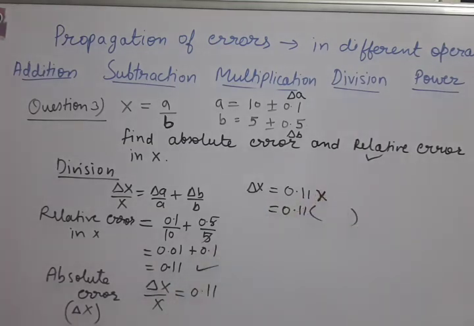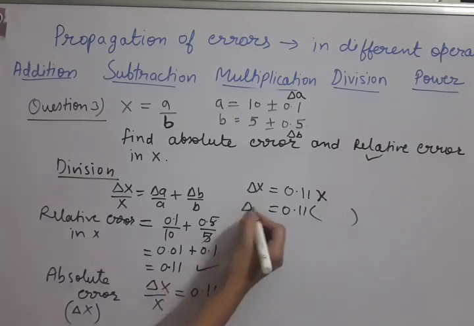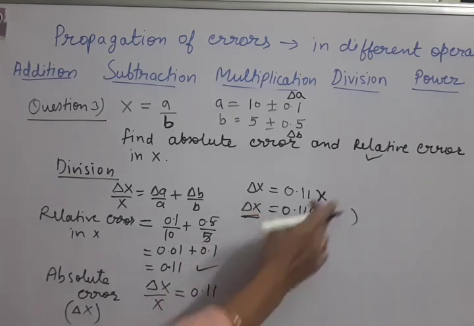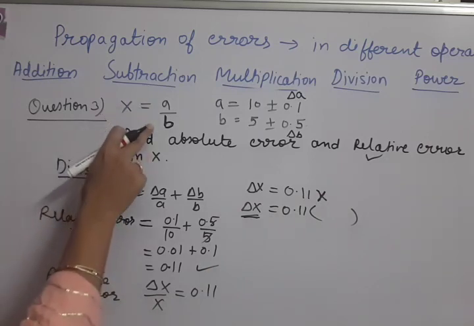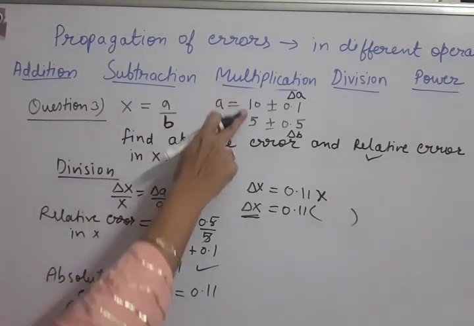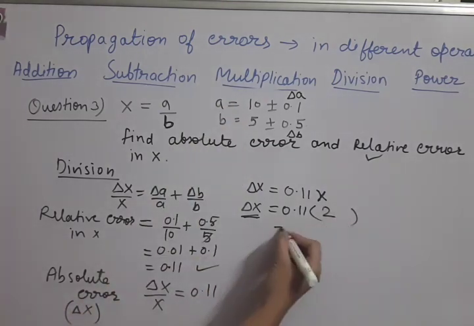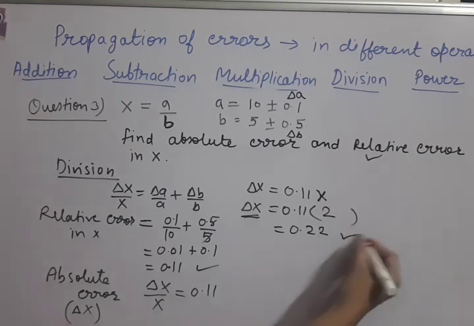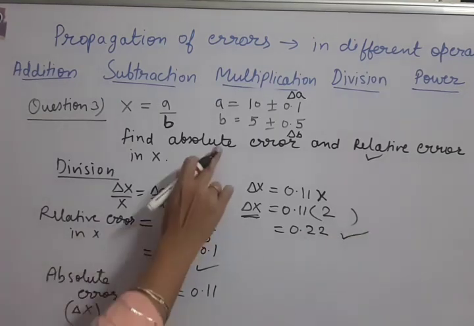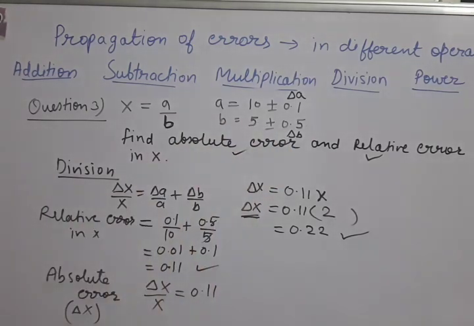Now we need the value of this x so that we can get the answer of delta x. What was this x? a upon b. a is 10, b is 5. So how much is 10 by 5? 2. So the answer is 0.22. This is the second answer, absolute error. So we have solved now absolute error also. So we have solved firstly relative error and secondly absolute error. Always keep this sequence in the question.